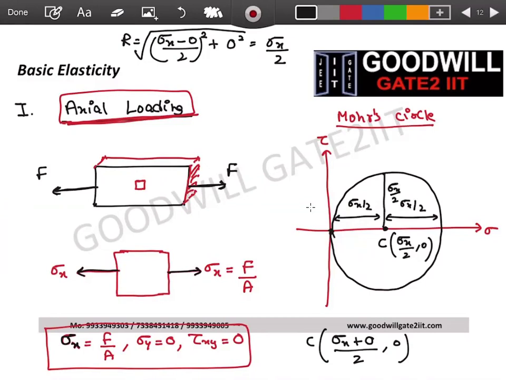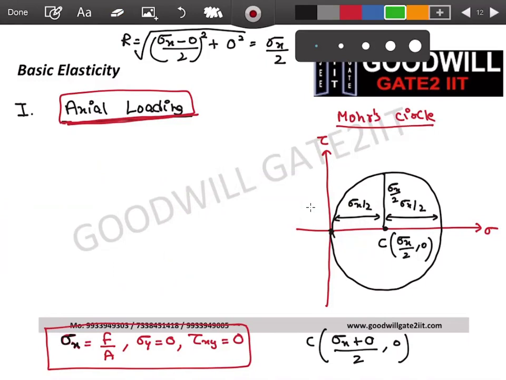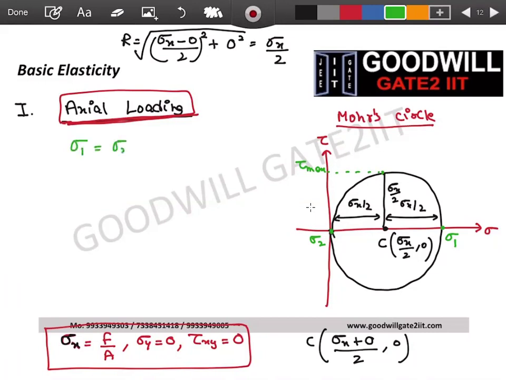If they frame a question in your exam for this condition, please tell me what the principal stresses are. Can anyone tell me what the principal stresses will be now? Although you should know this, what is the principal stress here, guys? This is one principal stress. This is another principal stress. Correct? What is this? This is tau max. So what are the principal stresses? Our first principal stress is equal to sigma X. Our second principal stress is equal to 0. Our tau max is equal to the radius of the Mohr circle, which is sigma X by 2. We have already calculated the center. So this is how a Mohr circle is drawn.